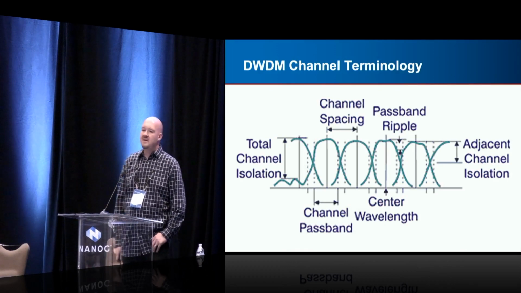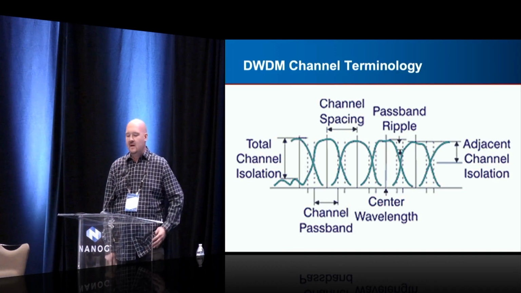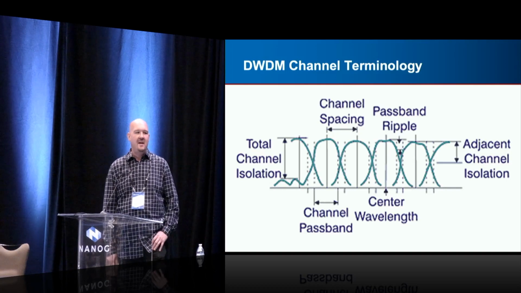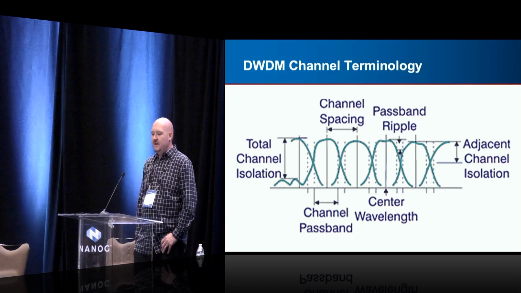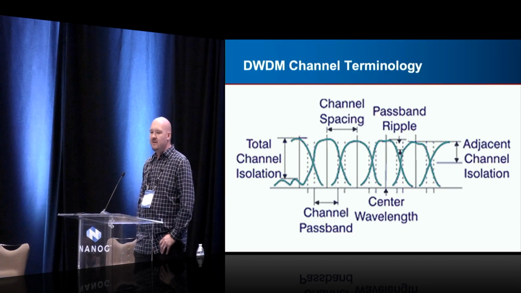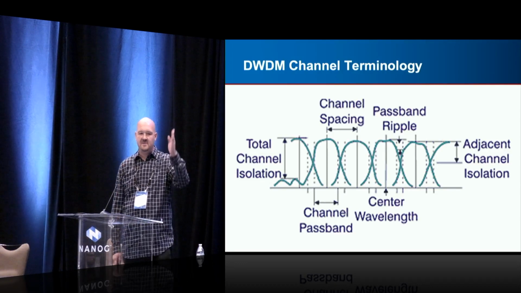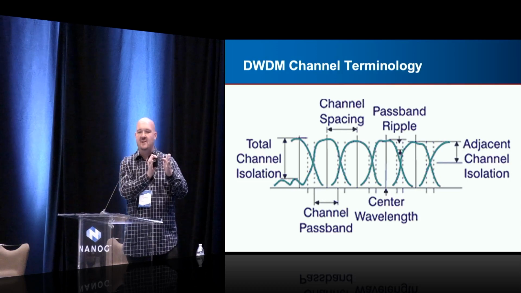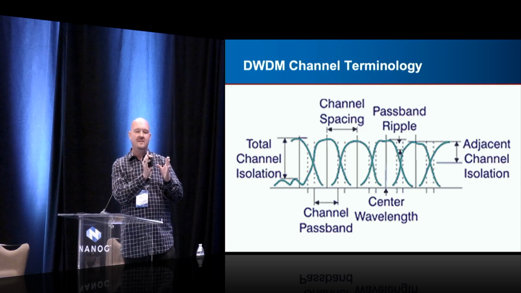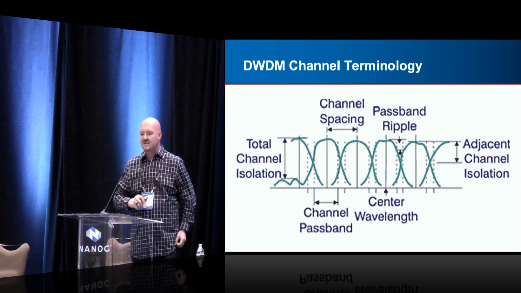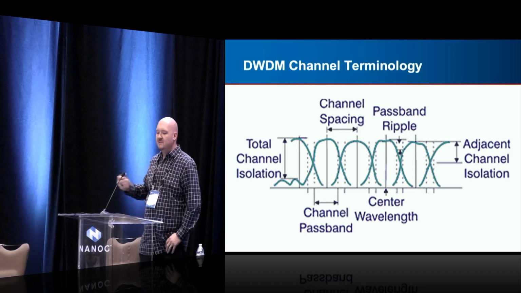So some of the WDM channel terminology. When you hear someone say 100 gigahertz mux, what they're talking about there is the channel spacing. So 100 gigahertz is the space from the center of one channel to the center of another channel. But that's describing one very small piece of the mux, right? There's a lot of other things that you care about.